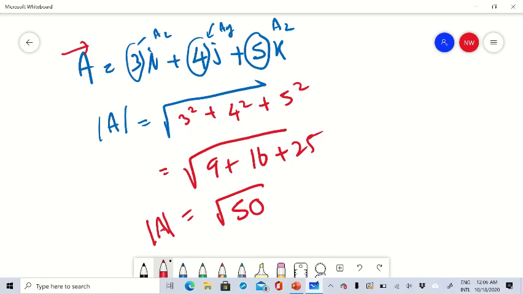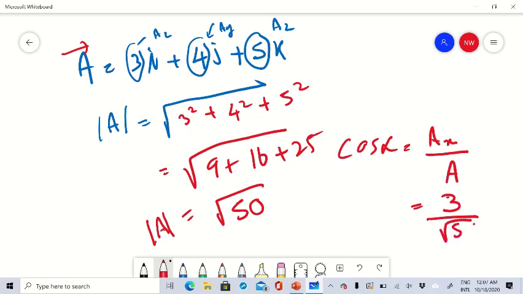The magnitude of the vector a is sqrt(50), right? So what is the directional angle between the x-axis and the vector a? We know cos alpha is equal to ax over a. So cos alpha is equal to, our ax is equal to 3 and a is equal to square root of 50. So alpha is equal to cos inverse 3 over square root of 50.